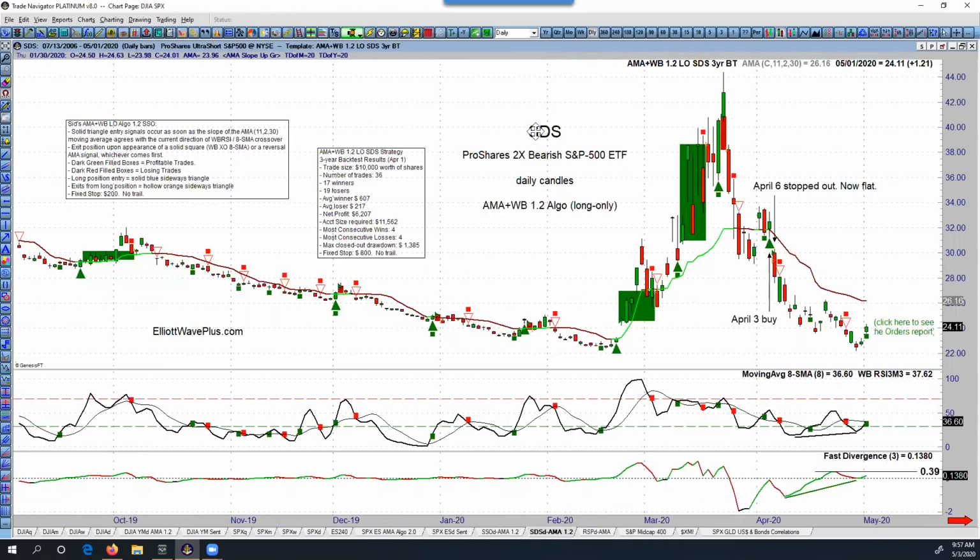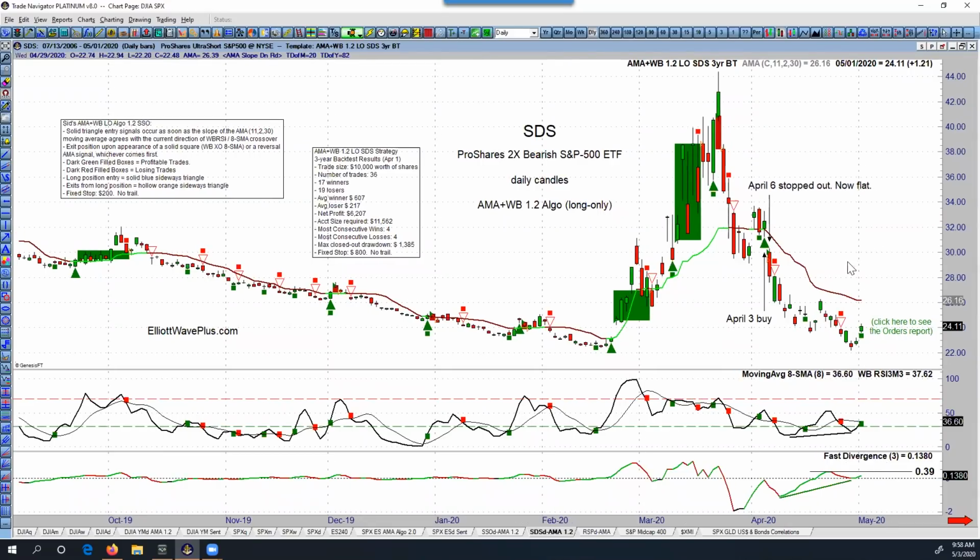Same thing with a buy signal on SDS, ProShares 2 times bearish. So this would be one way to short the market, and it looks like this indicator is likely going to move on up and create a bullish divergence. And so when you buy shares of SDS, you are shorting the market.